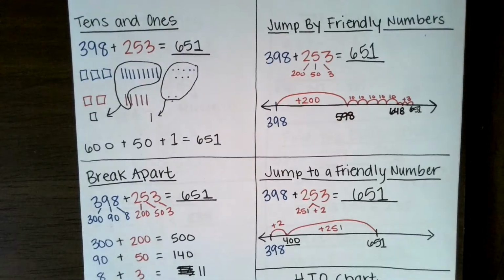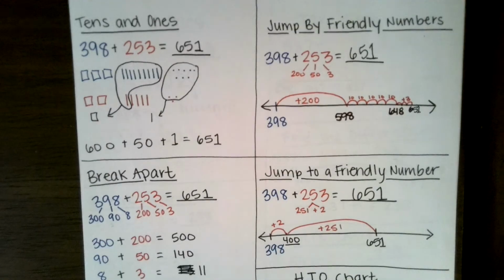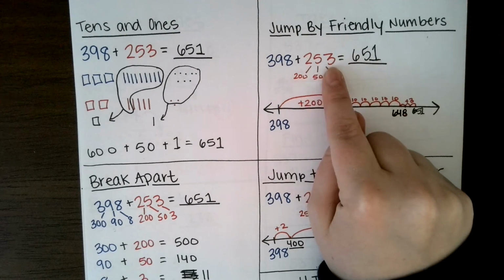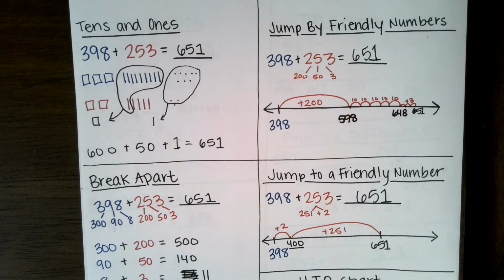Jumping by friendly numbers would be a more useful strategy if you had 2 numbers that were more similar to this number here, where it's not really close to any multiples of 100.